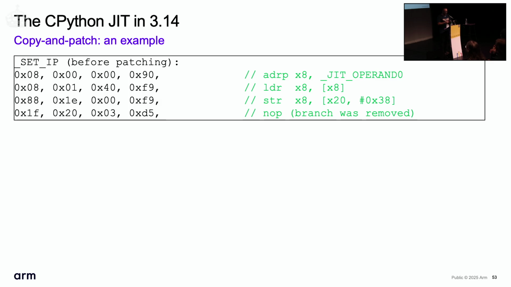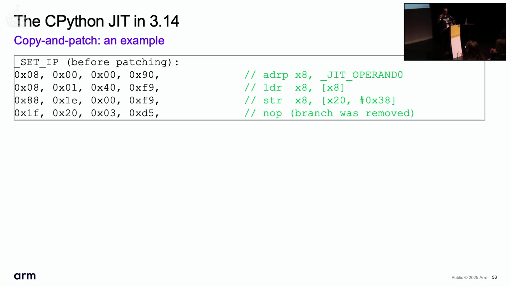application. This is the actual machine code for setIP shown before the patching. These are generic instructions that still refer to symbolic addresses like JIT operand 0. So this cannot be executed because it's not patched. We don't know where to go.